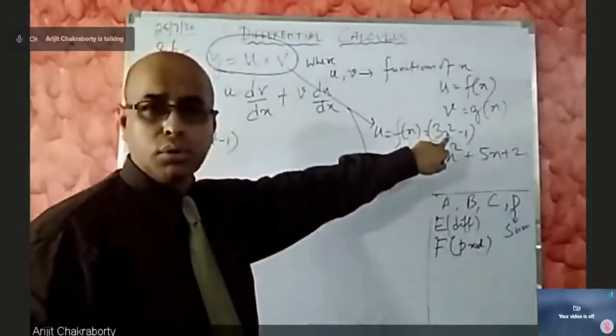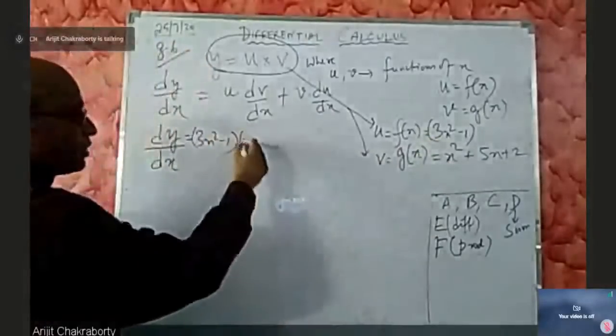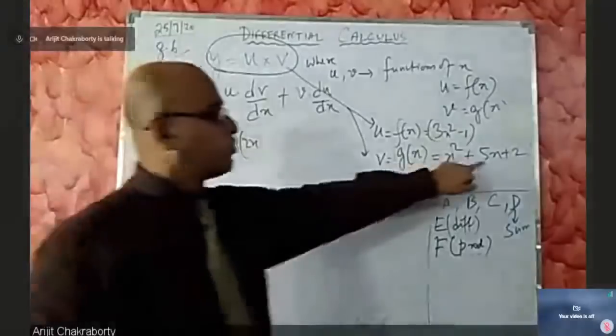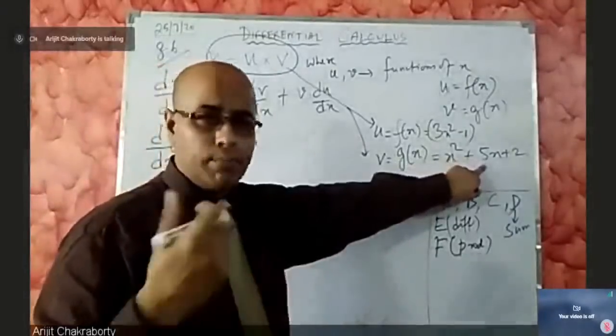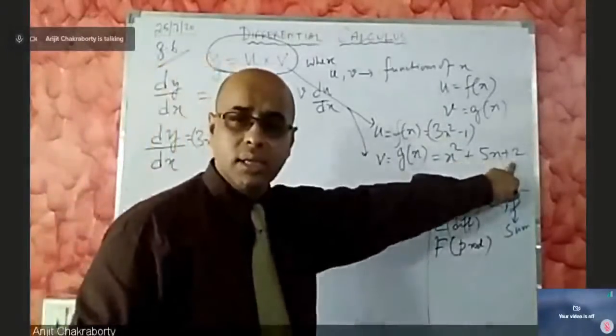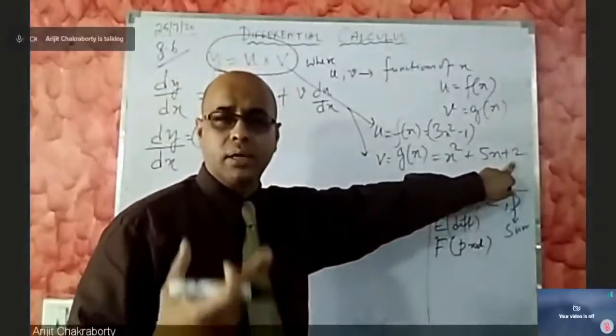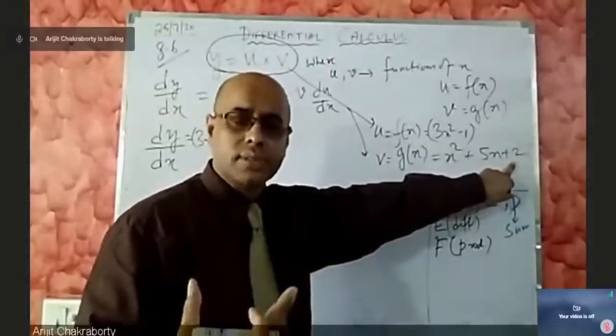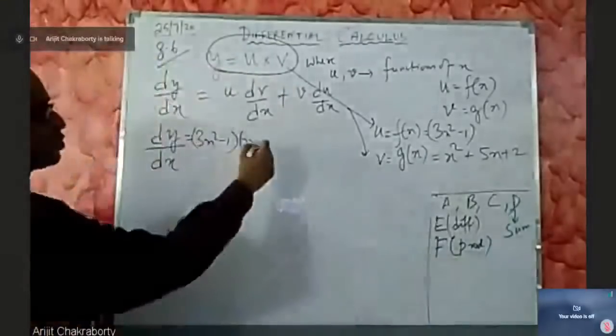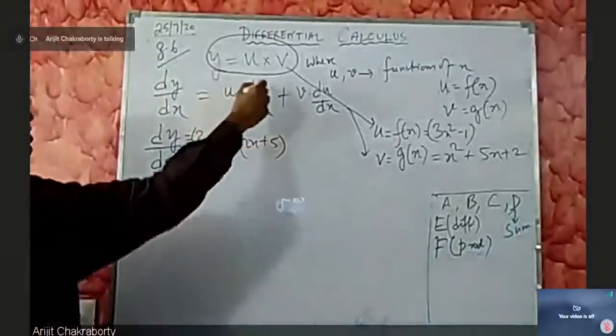If you do the derivative, x to the power 2 becomes 2x. Plus 5x, the derivative will become plus 5. And last, we have 2. The 2 will become 0 because the derivative of a constant term is 0. So this becomes 2x plus 5. So the first part is over.